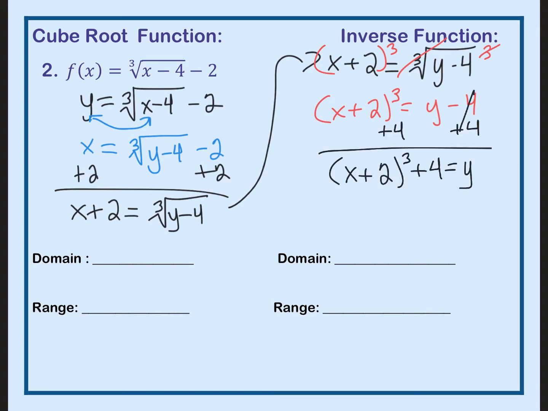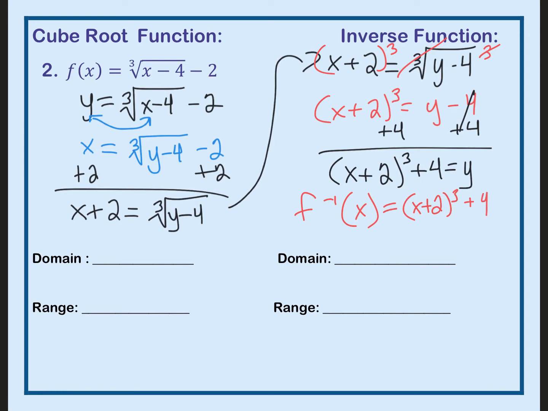Now once we've written the inverse function, the last step is going to be to write it in function notation. But because this is the inverse, we write the inverse, which is a negative 1 right here. The inverse function is equal to x plus 2 cubed plus 4.